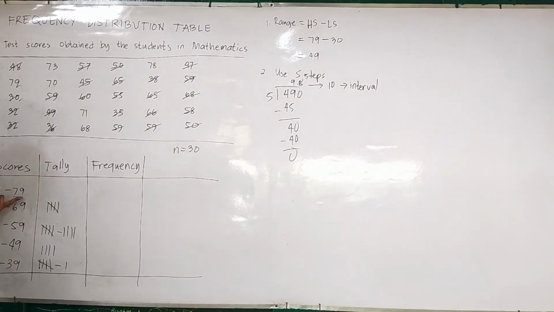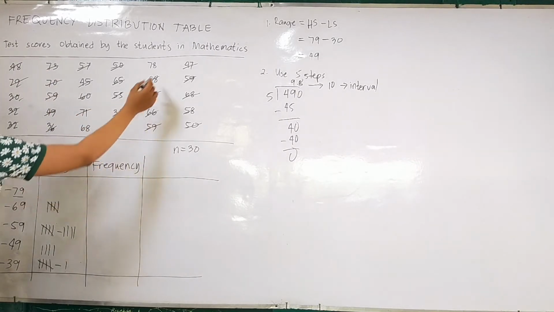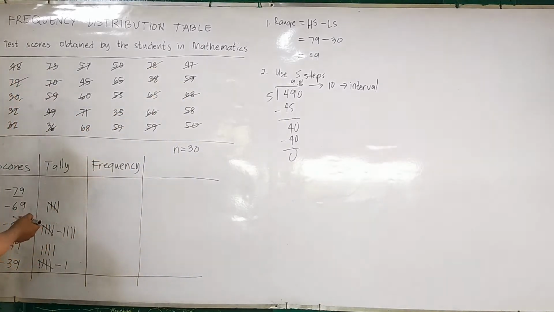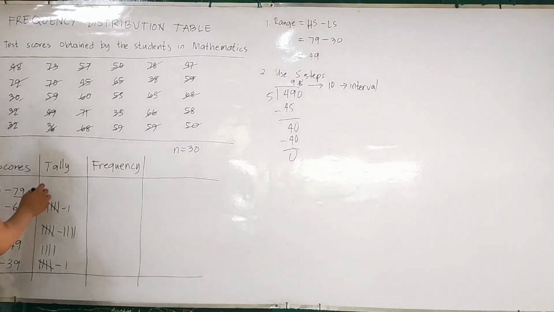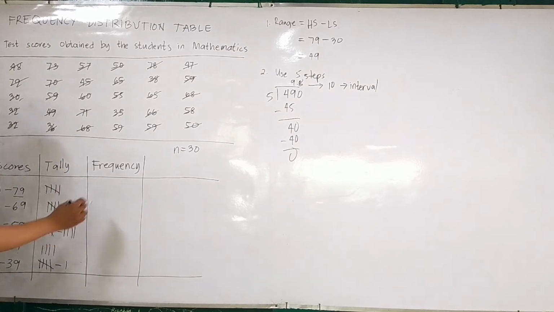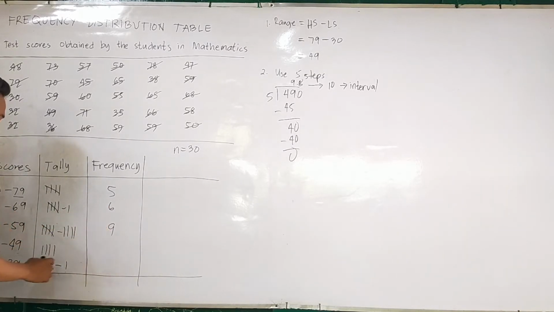Last group will be 70 to 79: 1, 2, 3, 4, 5. And then include 68 here. So that is 5... actually 1, 2, 3, 4, 5. So let us count the frequency. We have 5, 6, 9, 4, and then 6.